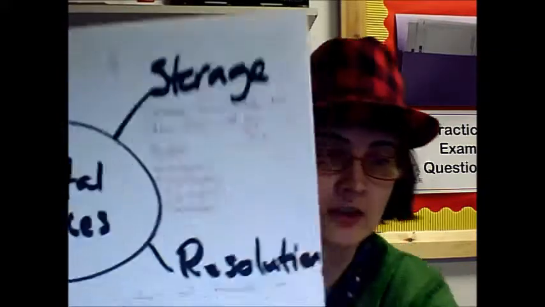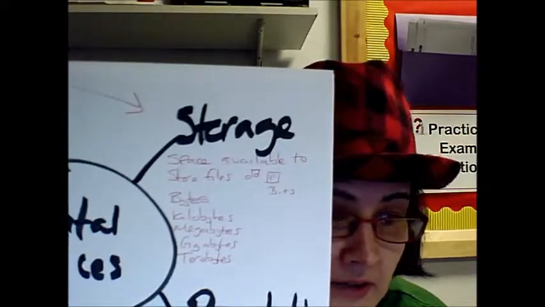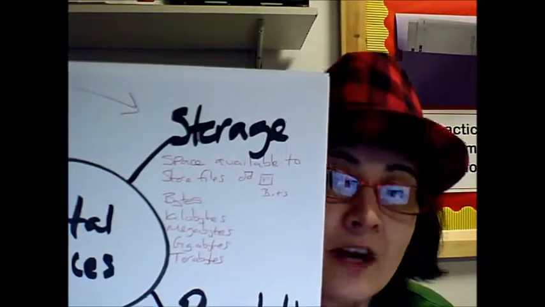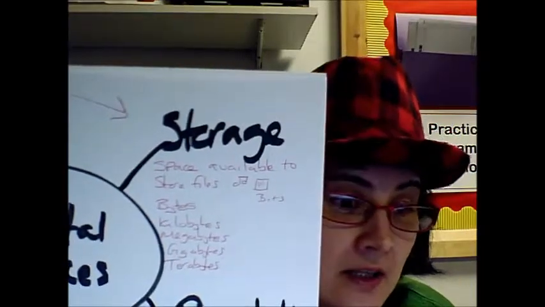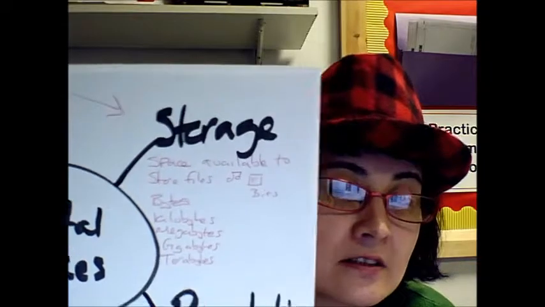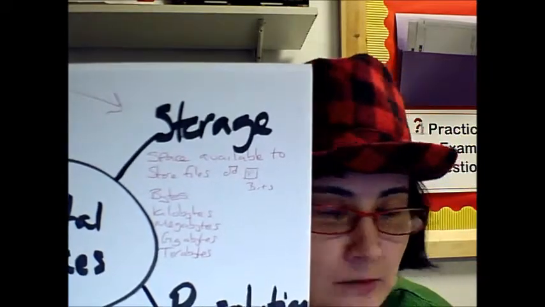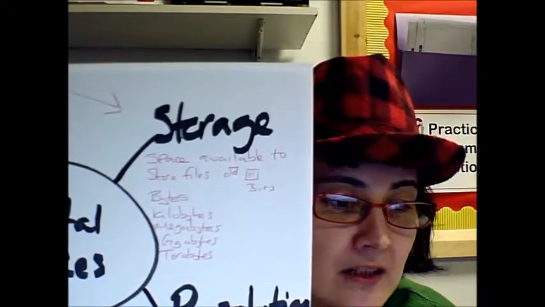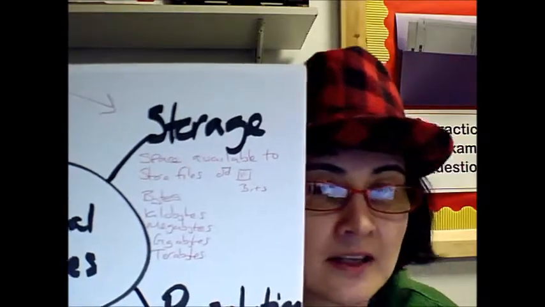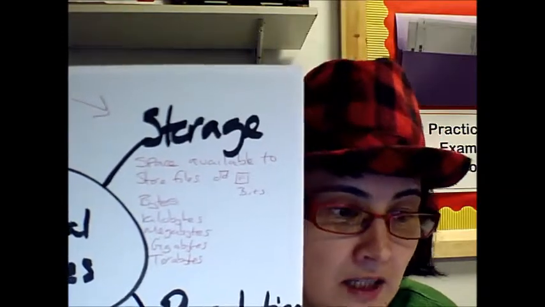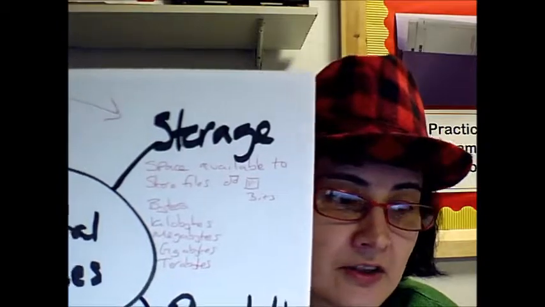Now it's measured in bytes. Kilobytes, megabytes, gigabytes, terabytes. There are 8 bits in a byte. A bit is the smallest amount of data that you can store. 8 bits in a byte, and then we go up in thousands. So a byte, a kilobyte, a megabyte, gigabyte, terabyte, and so on. So that's the storage that we're talking about.